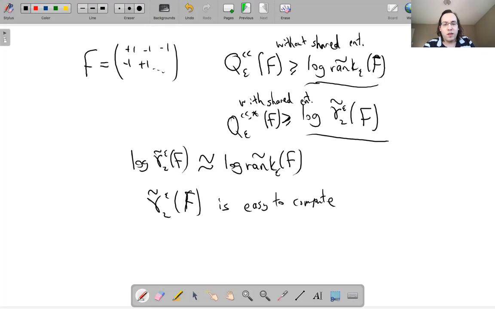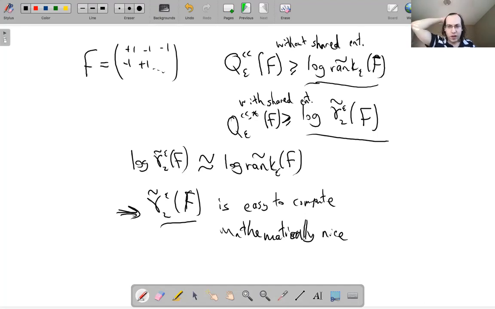And it's mathematically nice. So it has a lot of nice properties. It can be written as a semi-definite program. We can take a dual of this thing. So it's kind of a good way of viewing the approximate log rank. It's basically very similar with the log of the approximate gamma 2 norm. And so this is basically the measure we want to study, and we also kind of want to take the dual, as that will help us provide actual lower bounds.